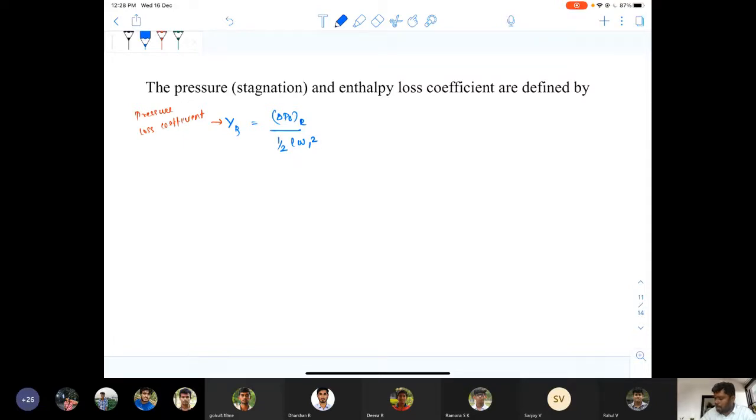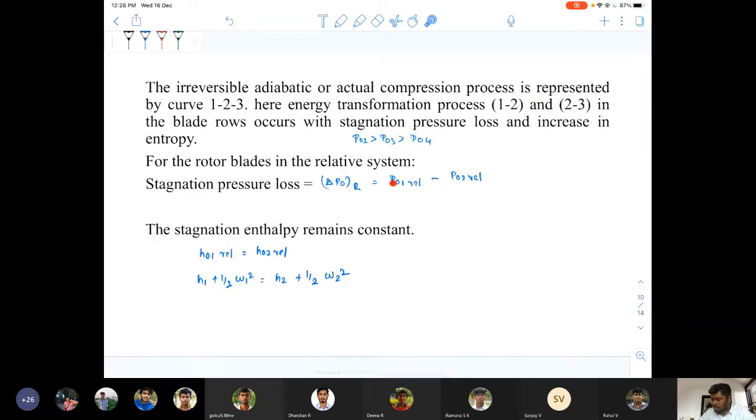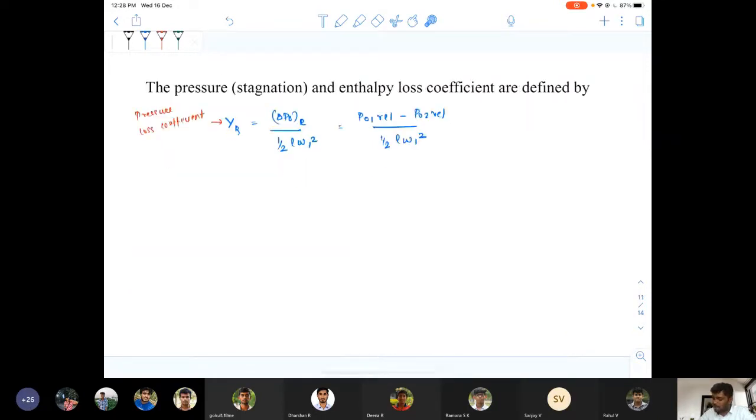And we know that delta P naught of R is equal to P naught 1 relative minus P naught 2 relative. Therefore, this Y of R pressure loss coefficient is given by the equation P naught 1 relative minus P naught 2 relative divided by half rho W1 square.